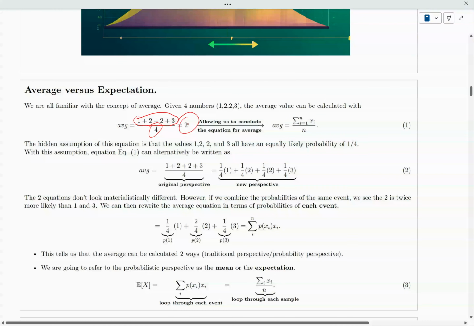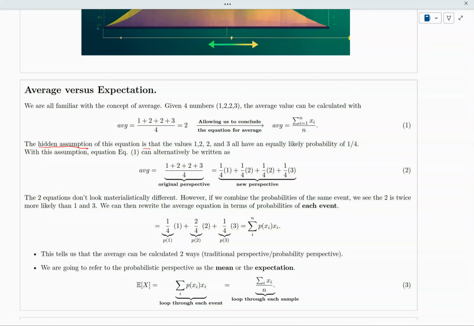Now, when we perform average using this equation, there's actually an underlying hidden assumption. And the hidden assumption is that the values of 1, 2, 2, 3 are all equally likely, each with probability 1/4. So we're equally likely to get each one: 1/4, 1/4, 1/4, 1/4. So the other way to write the same equation, so this is the average. That was the original perspective and the way most people understand average.